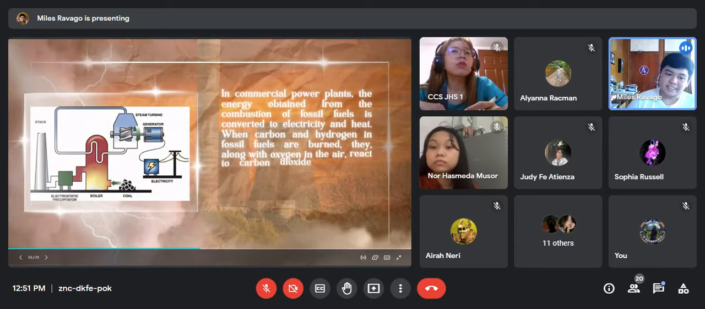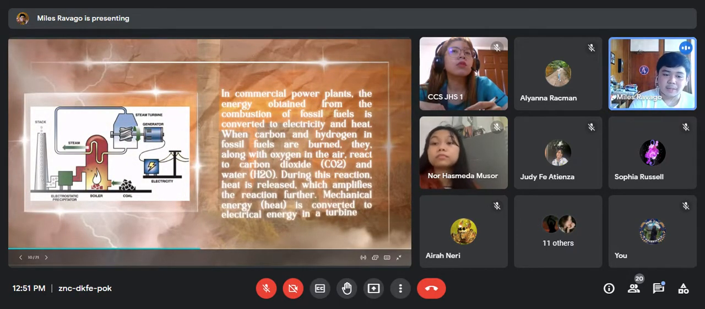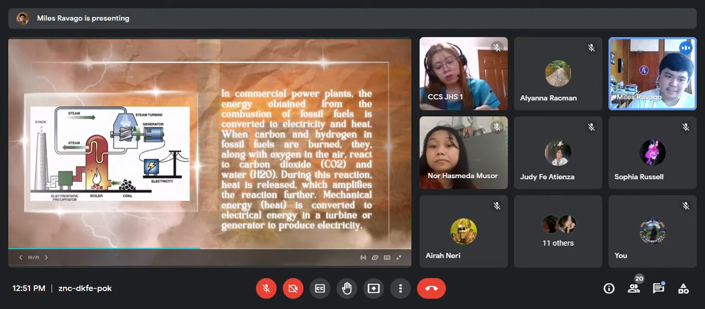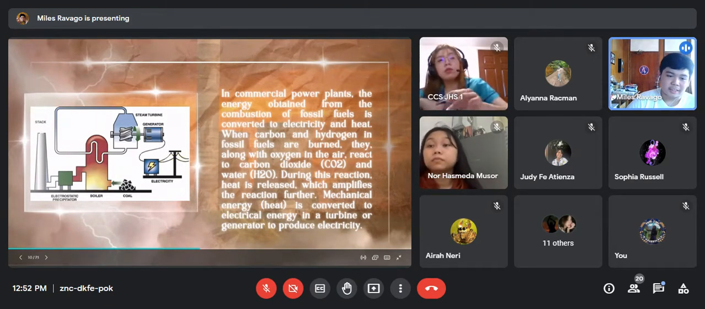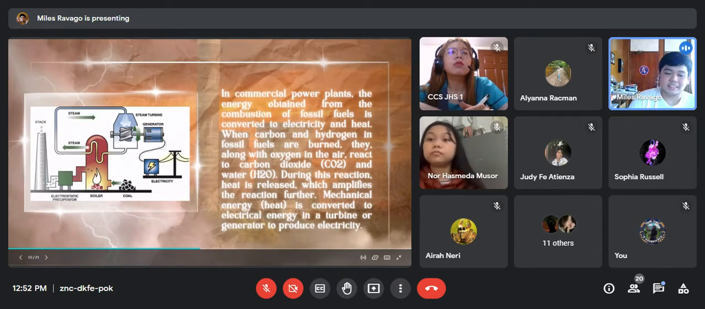In commercial power plants, the energy obtained from the combustion of fossil fuels is converted to electricity and also heat. When carbon and hydrogen in fossil fuels are burned, they, along with oxygen in the air, react to carbon dioxide and water. During this reaction, heat is released, which amplifies the reaction further. Mechanical energy or heat is converted to electrical energy in a turbine or generator to produce electricity.